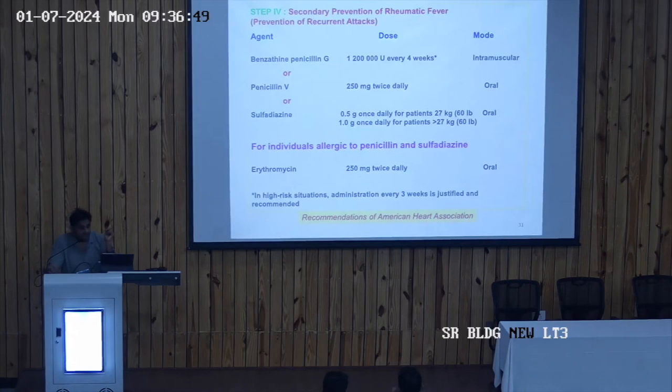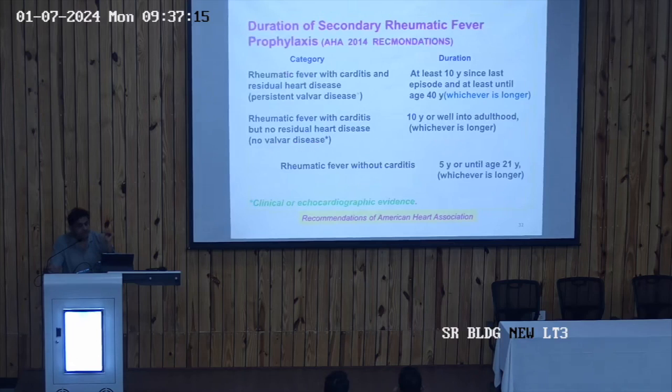Secondary prevention of rheumatic fever: benzathine penicillin should be given every 4 weeks intramuscularly, or oral penicillin V can be given for long durations. Sulfadiazine is usually not used nowadays. Erythromycin is not used, but azithromycin can be given at a lower dose, or roxithromycin is used nowadays for the long term. If the patient has joint pain, aspirin should be used.